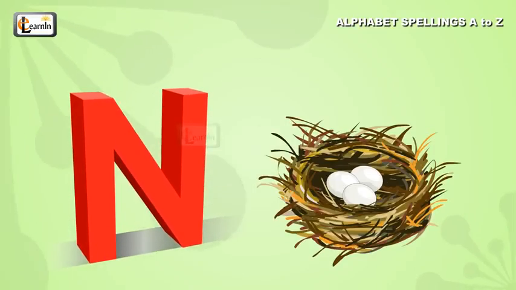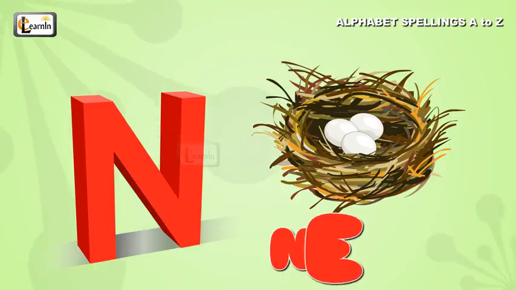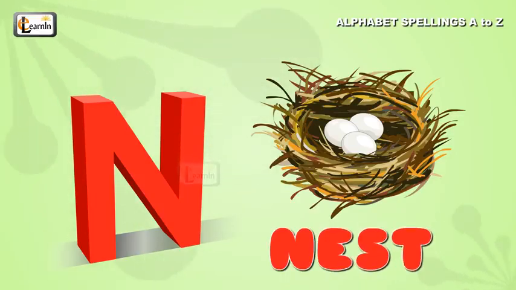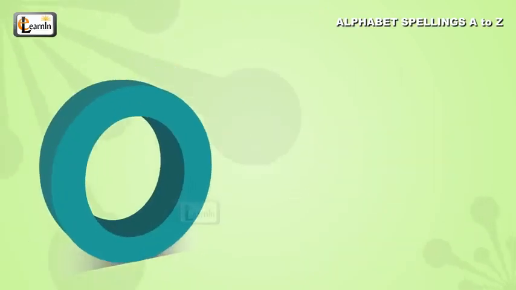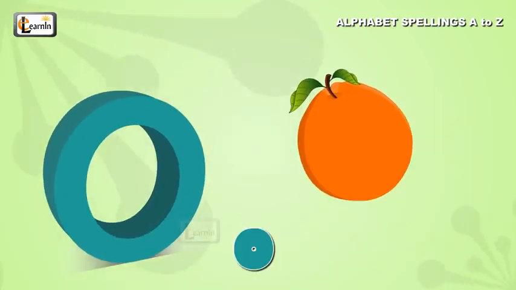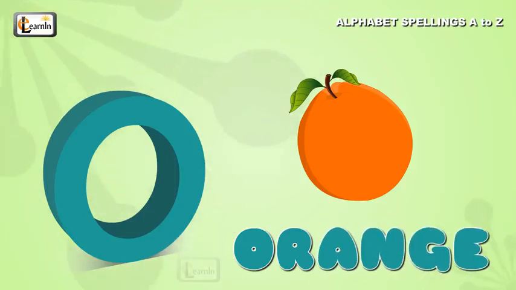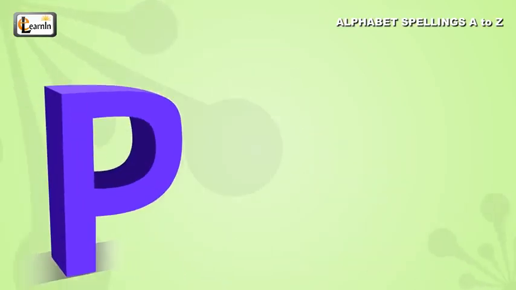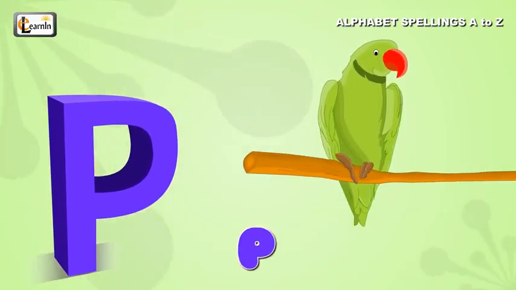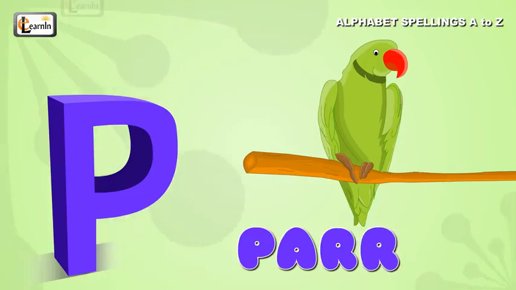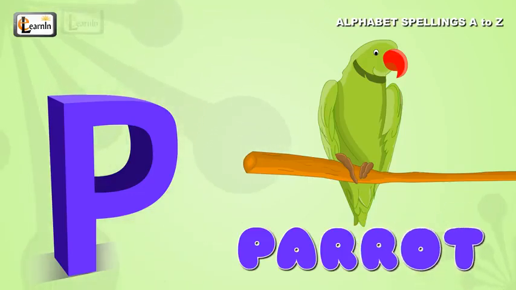N for nest. N E S T nest. O for orange. O R A N G E orange. P for parrot. P A R R O T parrot.